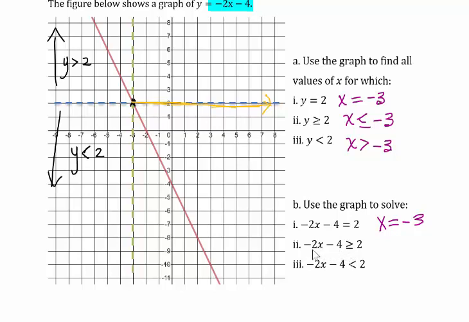Okay, same thing for the second part of part B, negative 2x minus 4, when is it greater than or equal to 2? That would be on or above our horizontal line, which would be when x is less than or equal to negative 3. And lastly, we're asked to find when negative 2x minus 4 is less than 2, or in this case when y is less than 2, and that is when x is greater than negative 3.